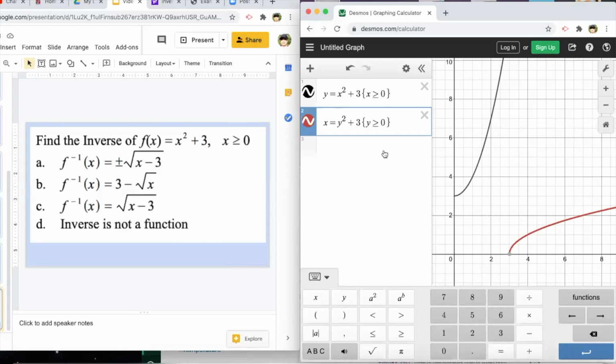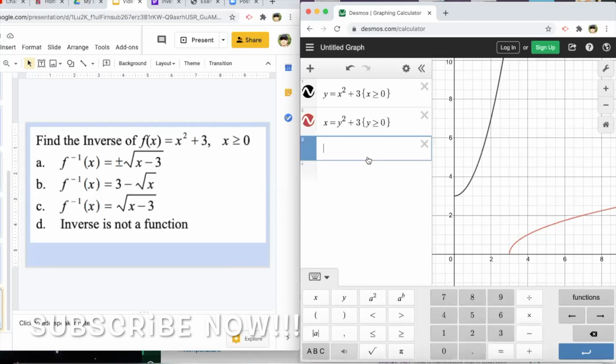All right. Now, what do we do? What do you think should be the answer to this question? We just have to plug in the choices and try which of them will exactly match the red line. So what if we try letter A? Letter A is f inverse of x equals plus or minus square root of x minus 3. So instead of writing f inverse of x, I could just say y equals the square root of x minus 3.